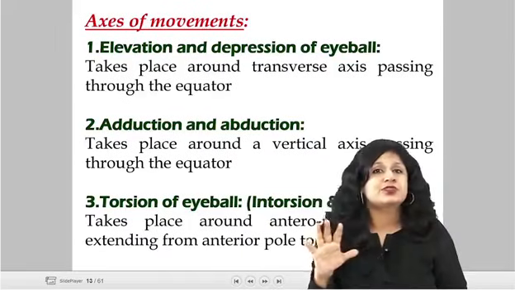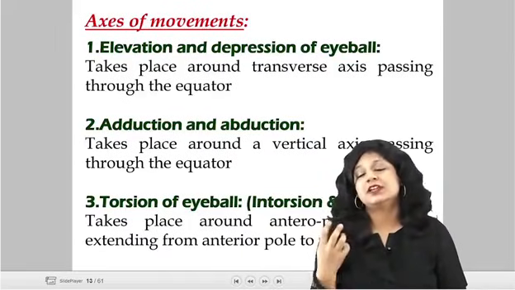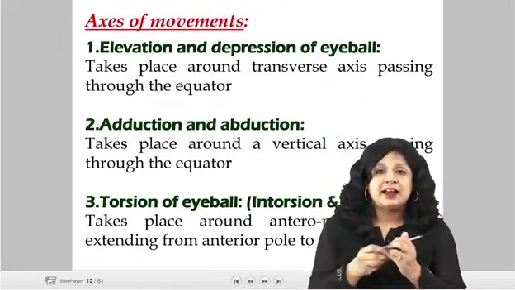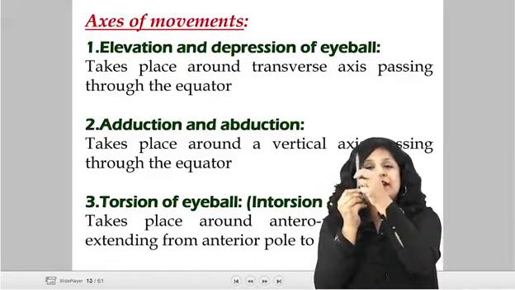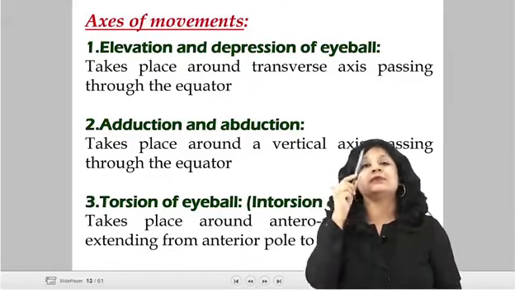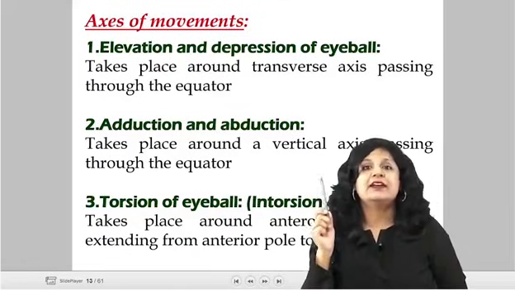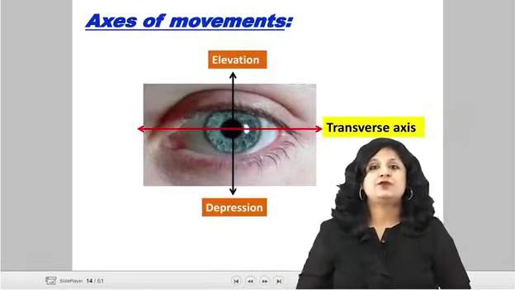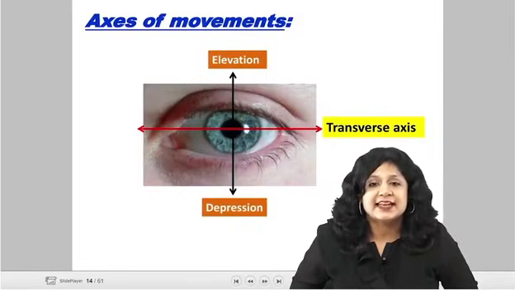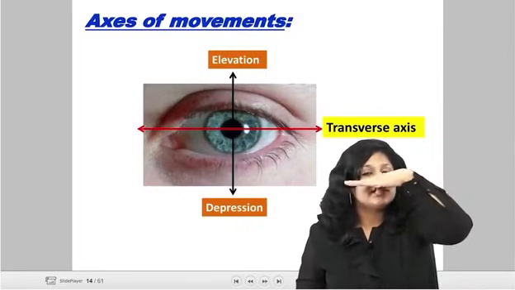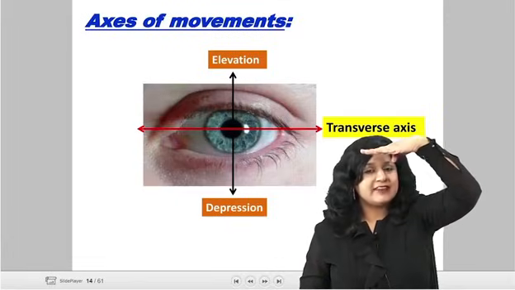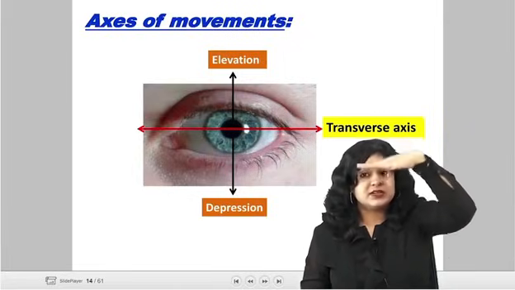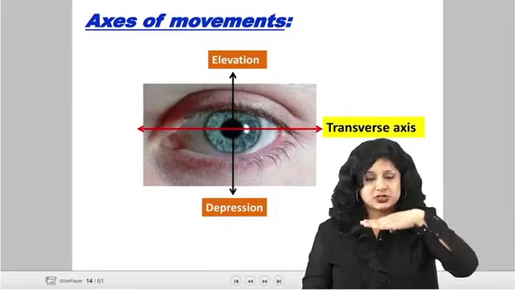So don't get confused. When I am talking about the uniocular movements in one eye, it can be around the transverse axis, it can be around the vertical axis, or it can be around the antero-posterior axis. Alright. See this. Now first we were talking about the transverse axis. Can you see? This is our transverse axis and the movements will be elevation and depression. Around this transverse axis, movements in the vertical plane, elevation, depression.